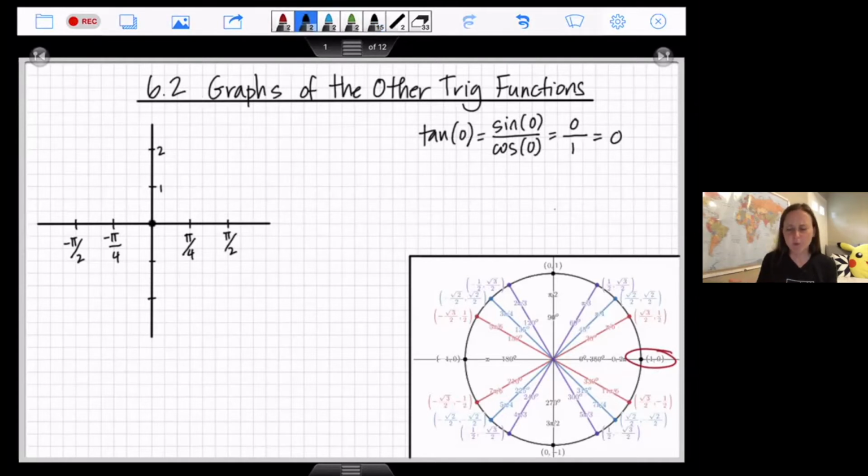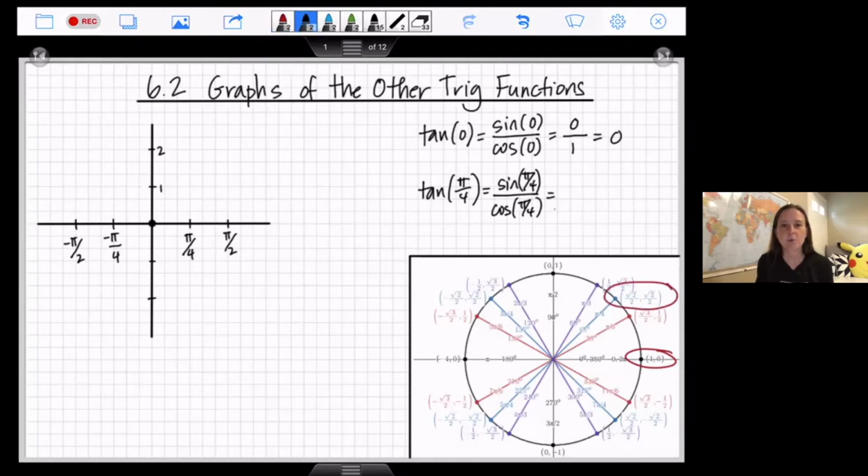Let's do tangent of pi over 4. So that's sine pi over 4 divided by cosine pi over 4. And pi over 4 lands me at this terminal point. Those are the same number. I'm going to divide them. Maybe you kind of see where this is going. When you divide root 2 over 2 by root 2 over 2, you just get 1. So tangent of pi over 4 is easy. We get 1.